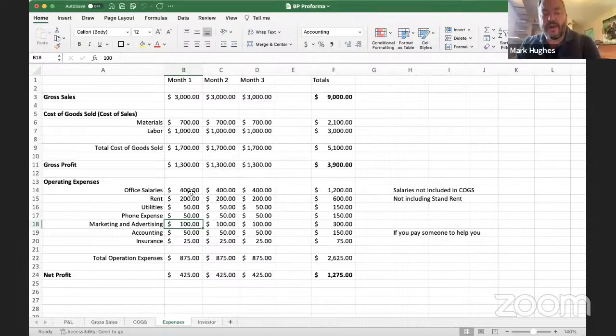Down here in operating expenses, there's another 400 kwacha. That is to pay yourself for time to oversee the business.